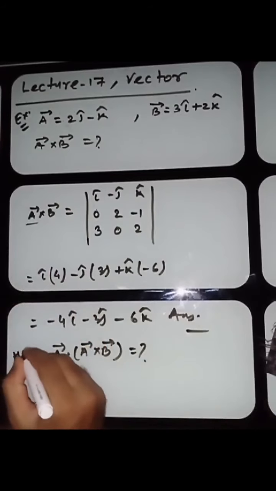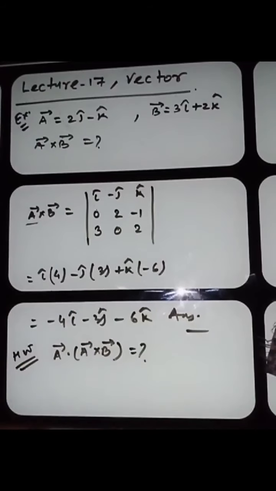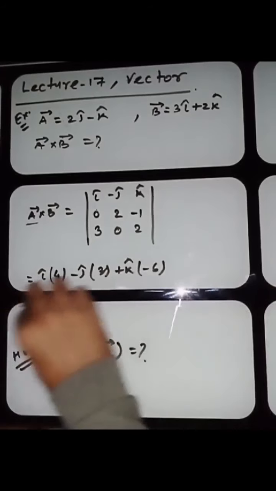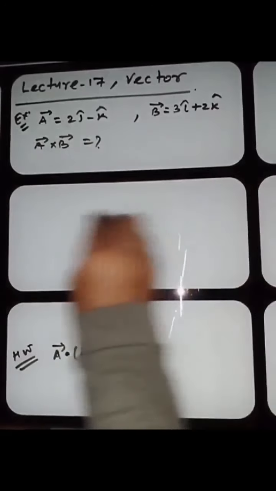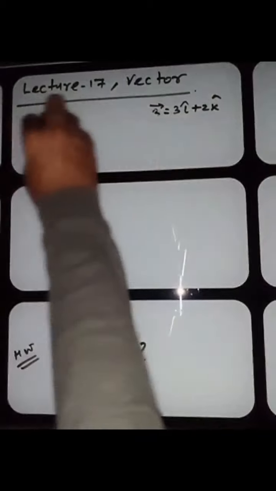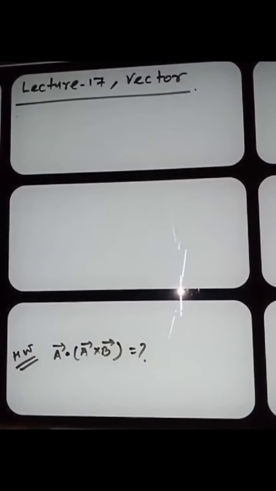This is your homework. What will be the answer of A dot A cross B? This much data is given, not more than that. Don't expect some more data and don't think data has been left. No, this is the complete question. You have to find the answer of A dot A cross B. Totally depend upon your IQ, my dear student. What will be the answer?